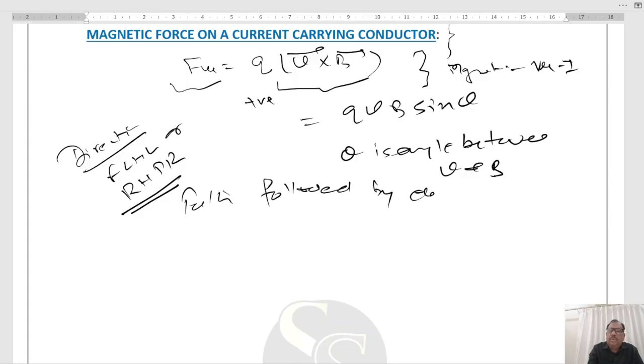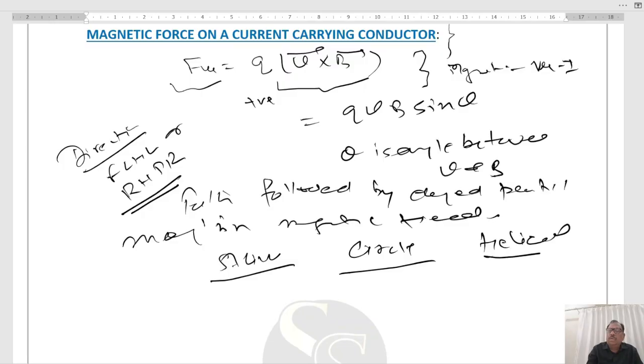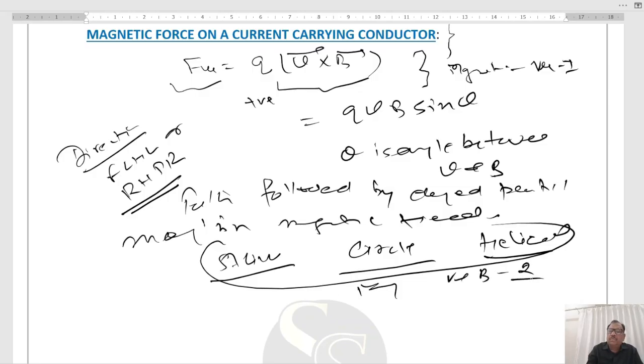Then further we discussed the path followed by a charged particle moving in a uniform magnetic field. That will be a straight line, a circle, or a helix. All these three concepts were discussed in magnetism, very basics, session 2.